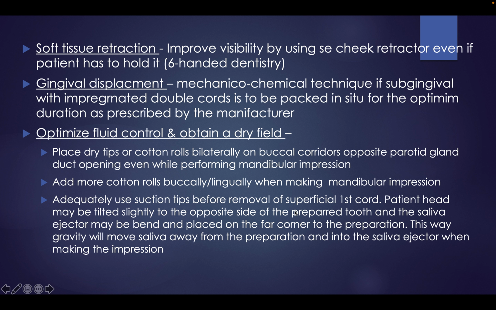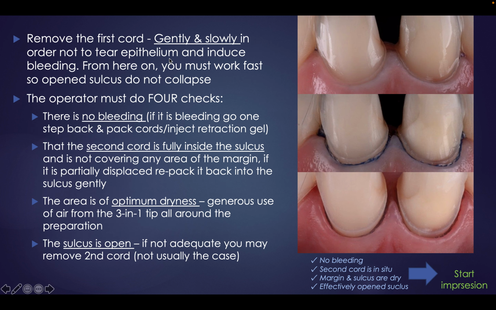Use the suction tips. You can tilt the patient's head to the right or left. If you're working on a right side tooth, you can bend the patient's mouth to the left so the water pools away using gravity in that direction, and keep the ejector on that area. Then we have everything in control.